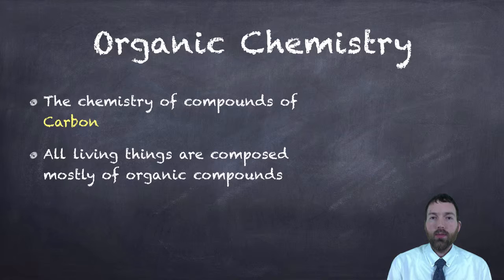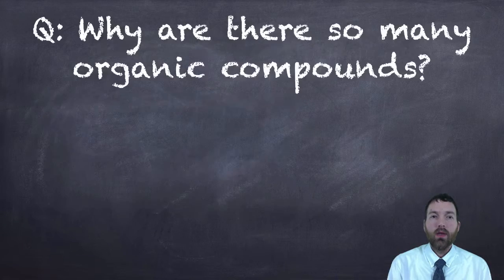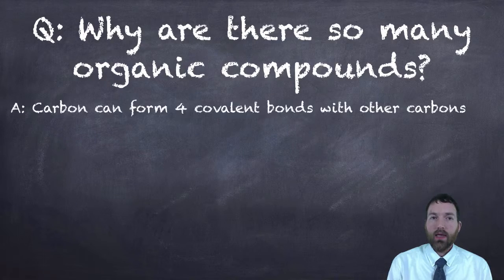All living things are composed of mostly organic compounds. They're what make you up, and you've learned about the basic building blocks for life in biology, like carbohydrates, nucleic acids, and lipids, and proteins. These are all examples of organic compounds, but there's lots and lots of different kinds of organic compounds. The reason why there are so many different types is because of how carbon bonds.